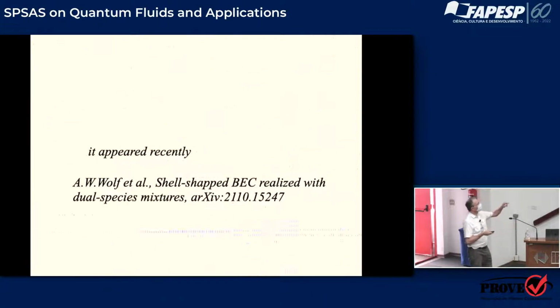There is another work that appeared recently on dual species mixtures. They are considering rubidium and lithium, if I remember, yes, rubidium and lithium, and they are considering mixtures there in a different scheme. They are making different considerations from us, but it's also interesting.